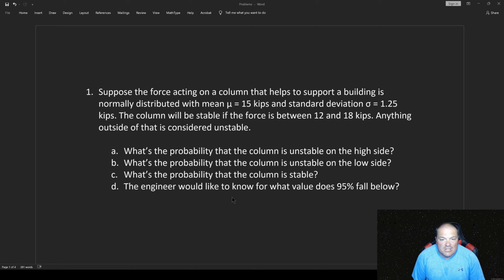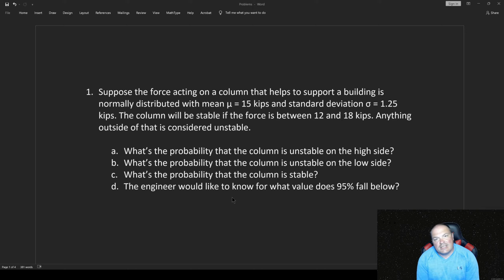What I'm going to do is talk to the question a little bit, then use StatHelper to get us to the solutions, and then I'll go through exactly how you deal with these different things. Okay, so let's start. The question here first is, suppose the force acting on a column that helps to support a building is normally distributed with mean 15 KIPS and standard deviation sigma equals 1.25 KIPS. Okay? Then we get the information the column will be stable if the force is between 12 and 18 KIPS. Anything outside of that is considered unstable.